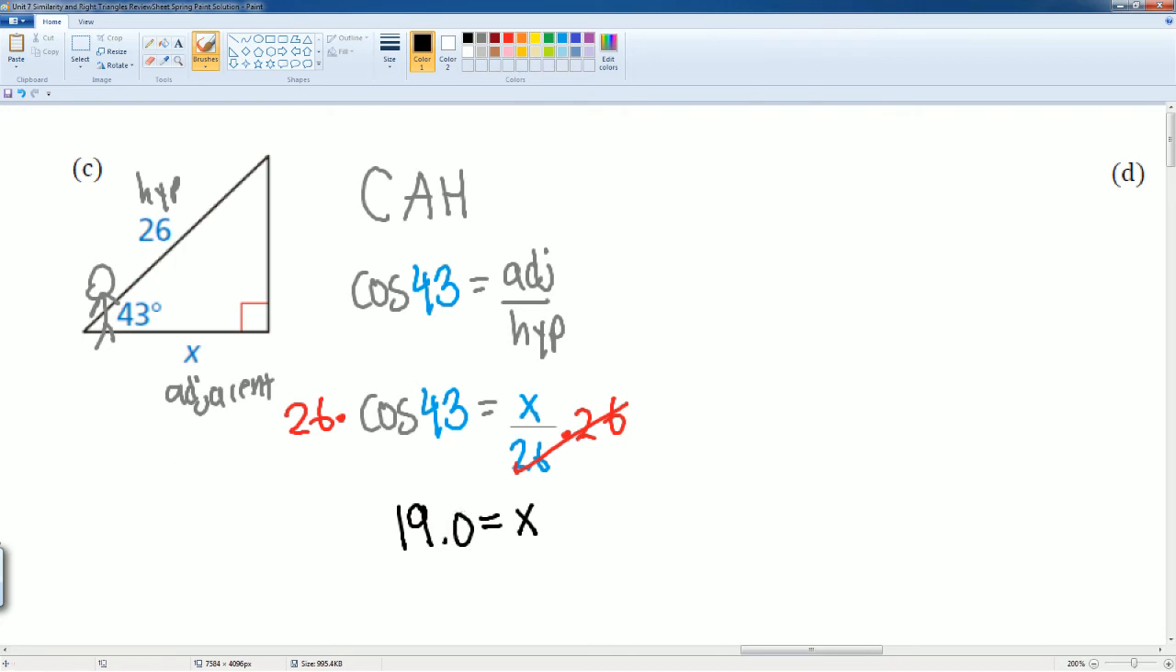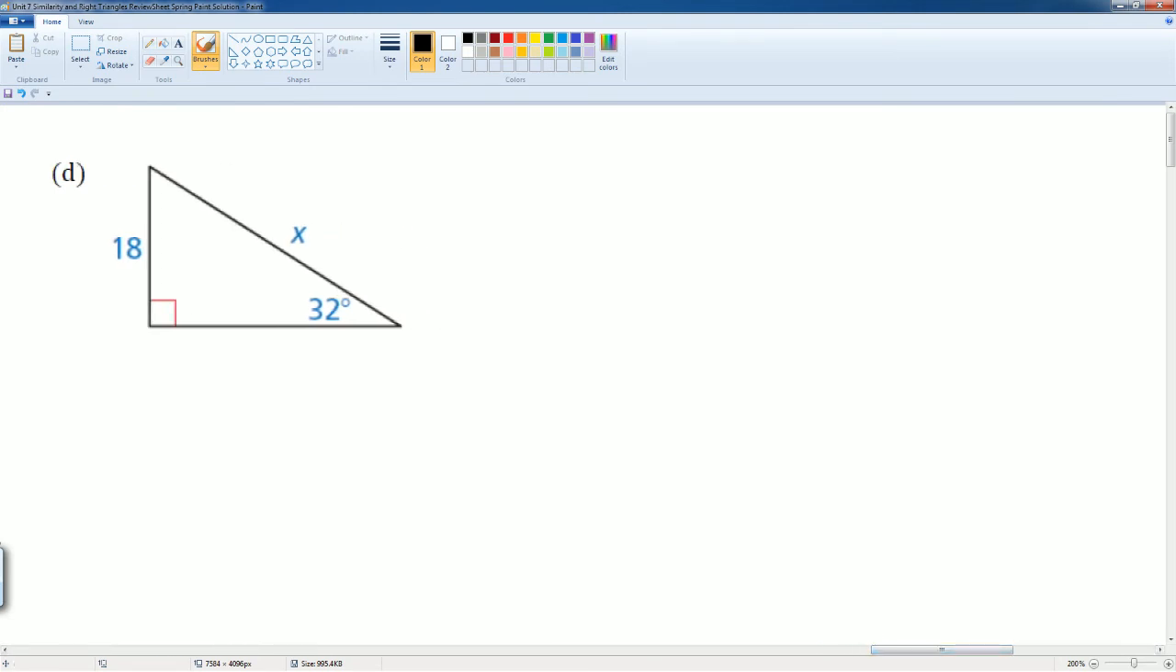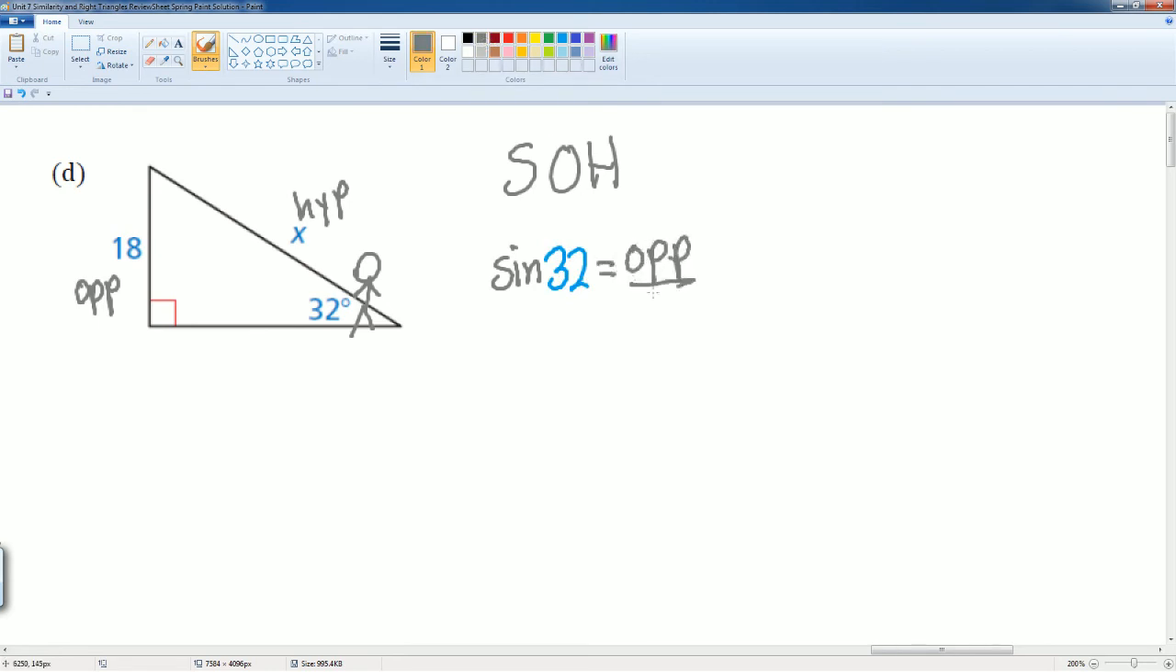Okay. Good. Let's do the last one, which is D. We draw a person here at the angle of 32 degrees. Now we can label certain things. 18 here is your opposite. X here is your hypotenuse. Then we have opposite and hypotenuse. That's going to be your SOH. So that's your sine. So sine of 32 degrees is going to be equal to your opposite divided by your hypotenuse.